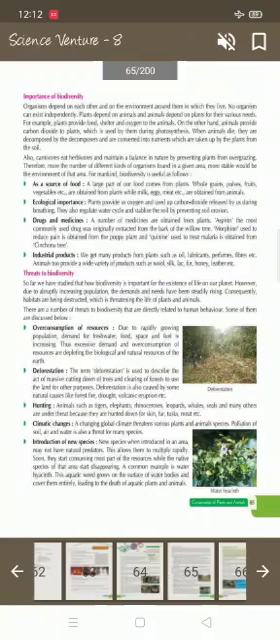Also, carnivores eat herbivores and maintain a balance in nature by preventing plants from overgrazing. Therefore, the more the number of different kinds of organisms found in a given area, the more stable would be the environment of that area. Biodiversity is useful as follows.